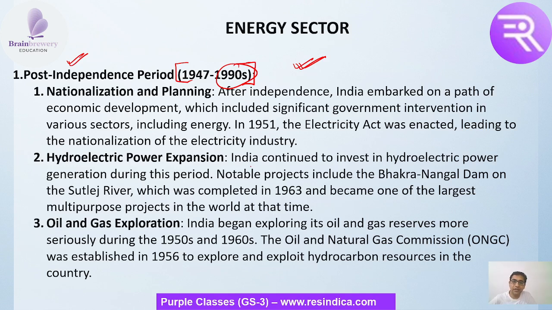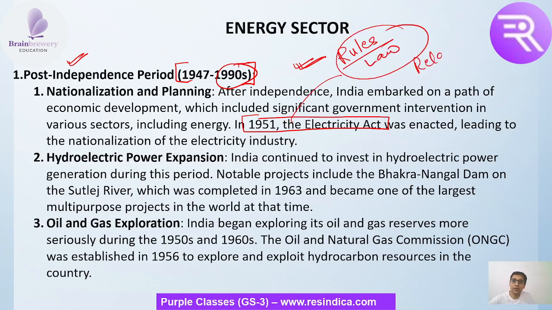Then in 1951 they came up with the Electricity Act. This act, or these rules, govern all matters regarding electricity generation, distribution and consumption in our country. Because of that, it led to the nationalization of electricity in our country. Now all the rules are made by the government, how the distribution is going to be done, what consumers are going to get, all controlled and regulated by the central government and in some places state governments, right?